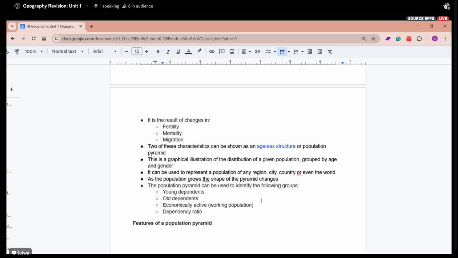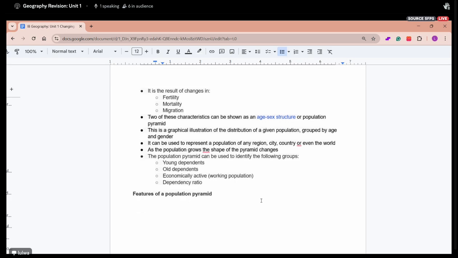and these can be shown in a population pyramid, which is an illustration of the distribution of a population grouped by age and gender. It can be used to represent a population of any region, city, or country, because as the population grows, the shape grows. And it can be used to identify the following groups: you can use a pyramid to look at the young dependents, old dependents, economically active, and dependency ratio.